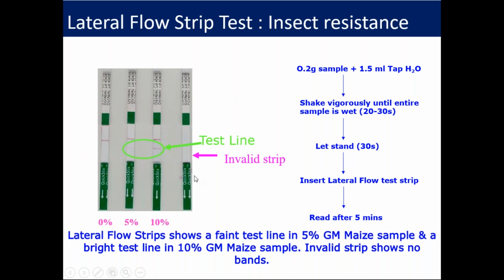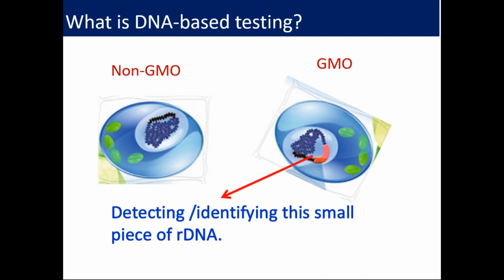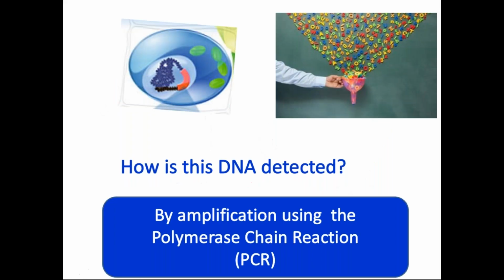So these are very useful, and lateral flow strips are now available for most of the proteins that have been inserted in either the herbicide tolerant or the insect resistant plants. Then we have the DNA-based testing, which is the more accurate form of testing, and this requires identifying the small piece of foreign DNA which has been inserted. So how is this DNA detected?